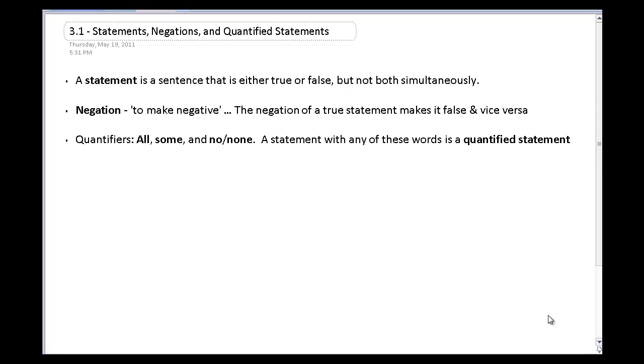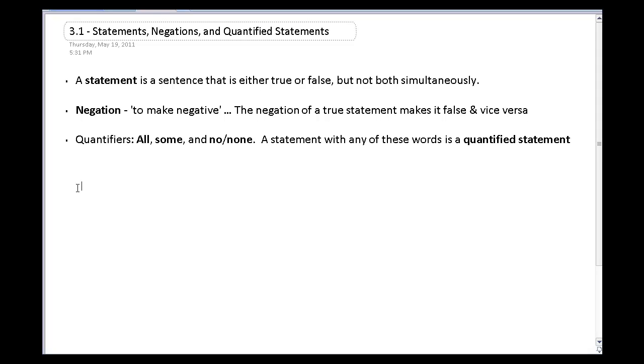And then we're going to talk about quantified statements. Quantifiers in English are words like all, some, no, none. These tell me I'm not just talking about the teachers at Victoria College. I'm talking about no teachers at Victoria College, or all the teachers at Victoria College, or some of the teachers at Victoria College. These are what quantified statements are. It has to be a statement, but it has to have one of these all, some, no, none type things going on with it as well.